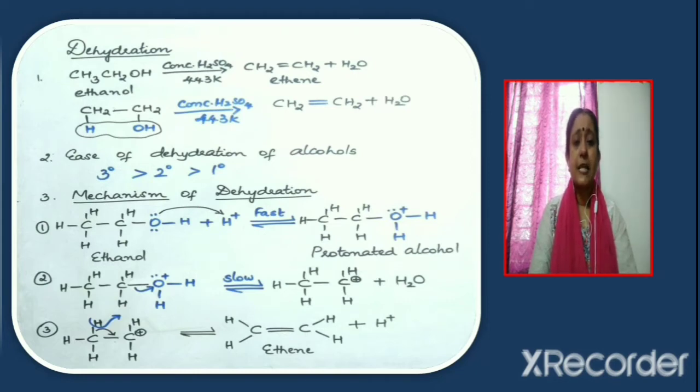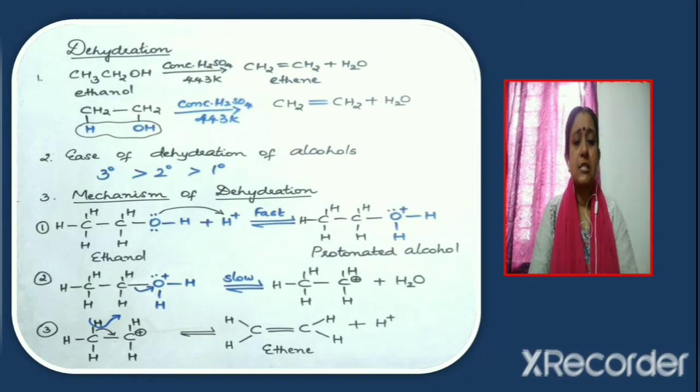Now, if we consider a secondary alcohol, it is found that a secondary alcohol can undergo dehydration in the presence of 85% phosphoric acid and at a temperature of 440 Kelvin. In the case of tertiary alcohol, the dehydration reaction can take place at a temperature of 358 Kelvin and the dehydration can be carried out using 20% phosphoric acid. Since dehydration can be easily carried out in a tertiary alcohol compared to secondary and primary, we can write the ease of dehydration of alcohols as tertiary greater than secondary greater than primary.